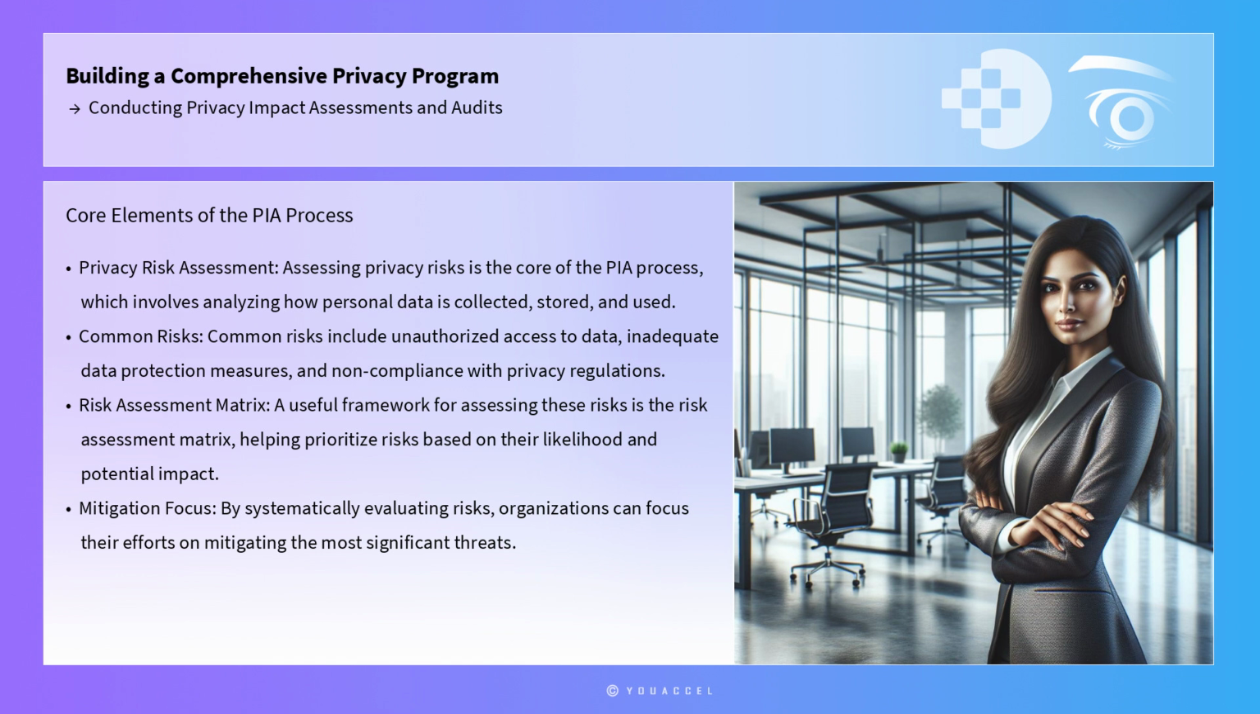Assessing privacy risks is the core of the PIA process. This involves analyzing how personal data is collected, stored, and used, and identifying potential risks to privacy. Common risks include unauthorized access to data, inadequate data protection measures, and noncompliance with privacy regulations. A useful framework for assessing these risks is the Risk Assessment Matrix, which helps prioritize risks based on their likelihood and potential impact. By systematically evaluating risks, organizations can focus their efforts on mitigating the most significant threats.